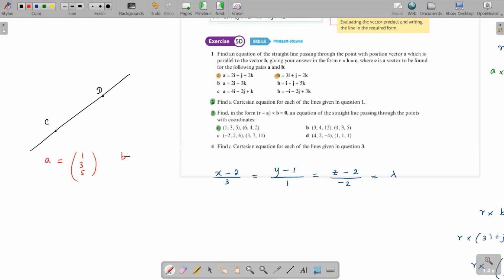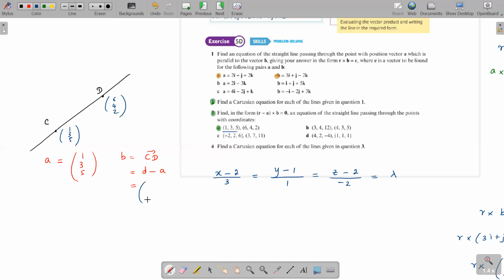And for B, I'll have to get the CD vector, right? So CD vector is D minus A. Get the D minus A. D is, you realize what I use for CD here, right? For C, I use the coordinate 1, 3, 5. For D, I'm using the coordinate 6, 4, 2. Are you okay with that?